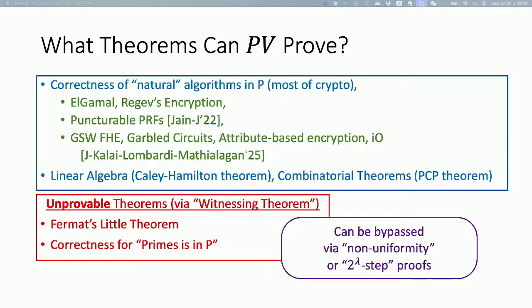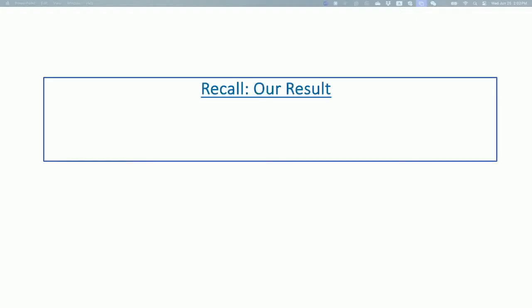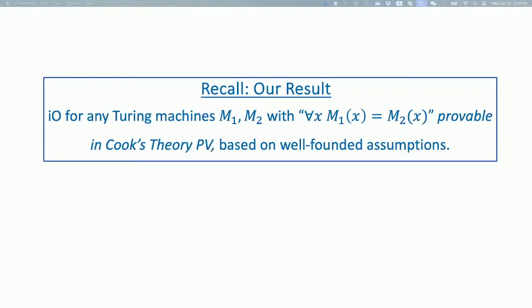Okay. Right. So recall that our result constructs I/O for any two Turing machines, M1 and M2, with functionality equivalence provable in theory PV, based on well-founded assumptions.